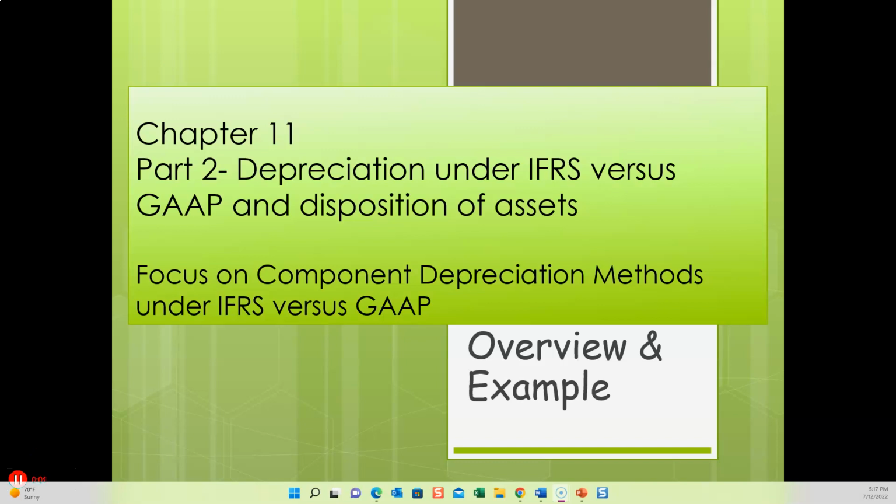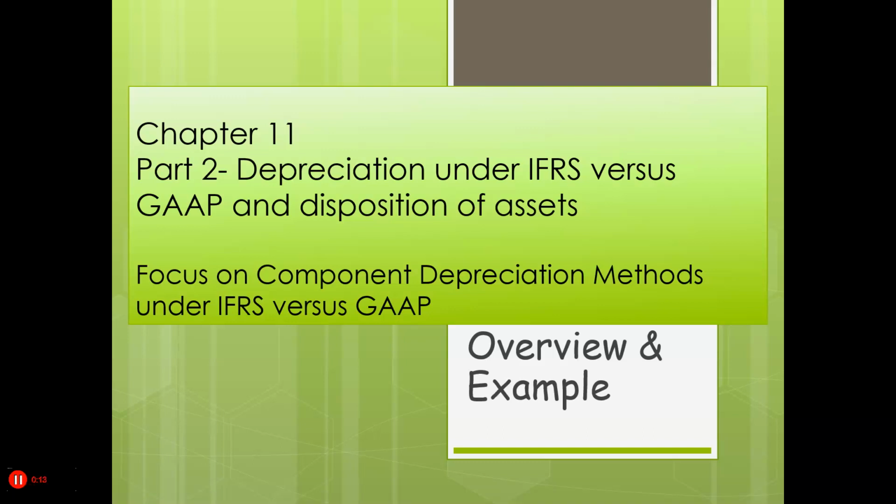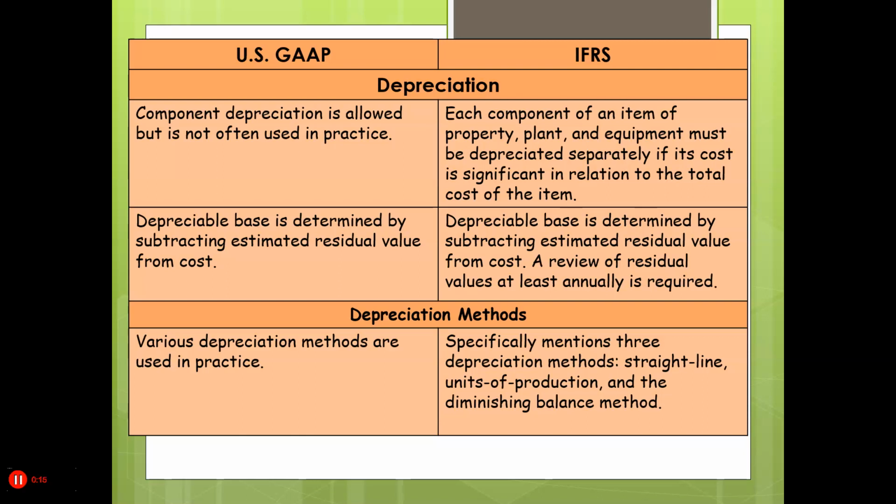Chapter 11, Part 2. We're going to look at depreciation under the International Standard versus GAAP, and disposition of assets, and also component depreciation. Kind of give you an idea of all that now. Under U.S. GAAP, component depreciation is allowed, but we seldom use it, although personally I think it's a better way of doing it. But it's required under the international standard if an element has a significant cost in relation to the total.